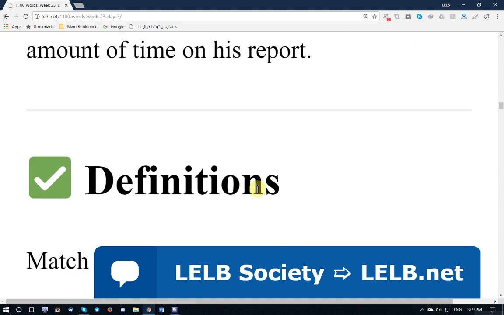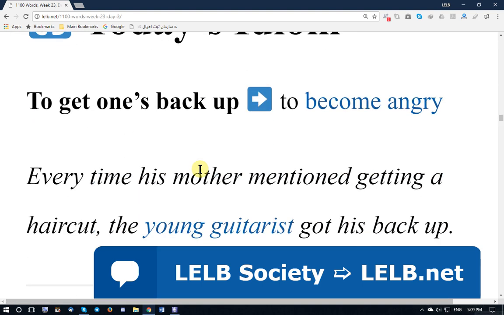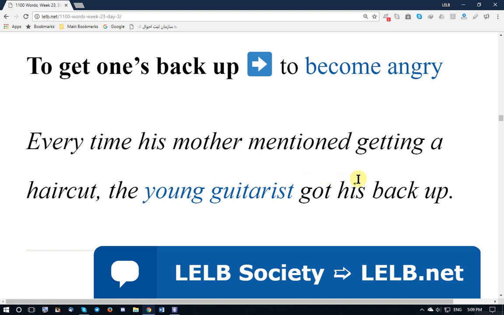The rest is clear, and the idiom. To get one's back up means to become angry. To go bananas. Every time his mother mentioned getting a haircut, the young guitarist got his back up. There's a kind of generation gap going on here, and particularly if the child is an artist, a guitarist, in rock and roll, for example. So when he is asked to get a haircut, actually he goes bananas.